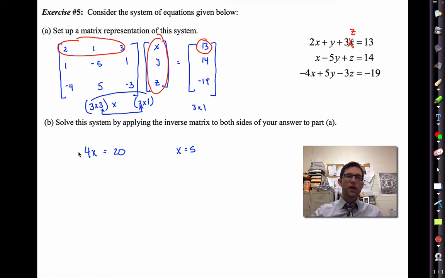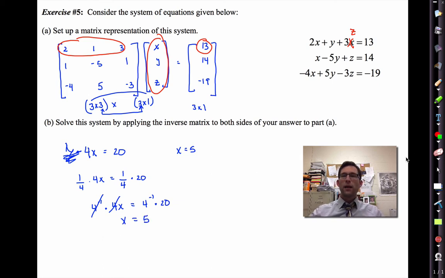But one of the ways you could think about it is, let me do it on a separate line. I could multiply by 1/4 on both sides. In fact, that's the equivalent of multiplying by 4 to the negative 1. And of course, what that means is these two would actually cancel, and this would leave me with 5.